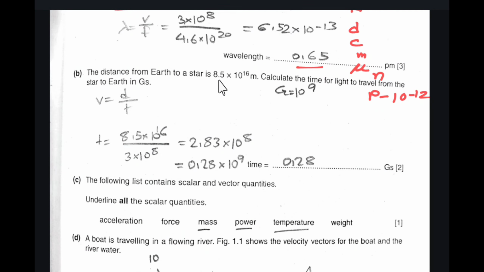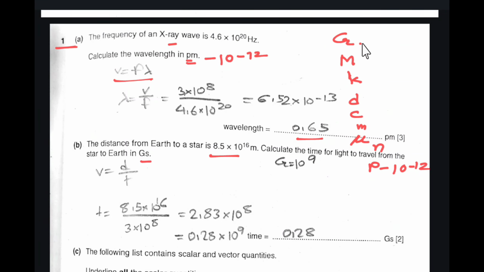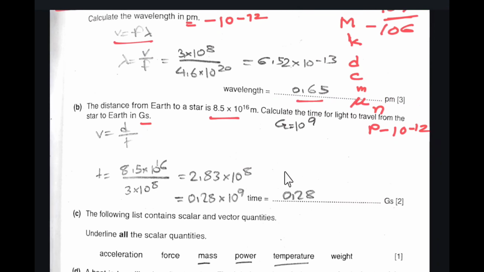The distance from Earth to a star is 8.5 × 10^16 meters. Calculate the time for light to travel from the star to the Earth in gigaseconds. As we have discussed earlier, giga is 10 to the power 9 and mega is 10 to the power 6. So we need to find the time in units of 10 to the power 9, that is giga.